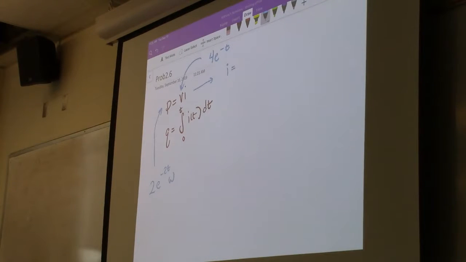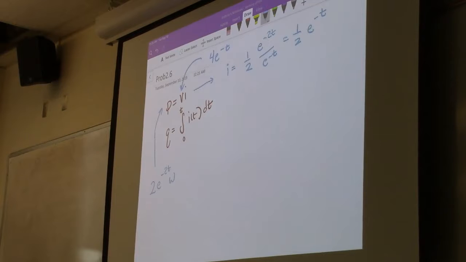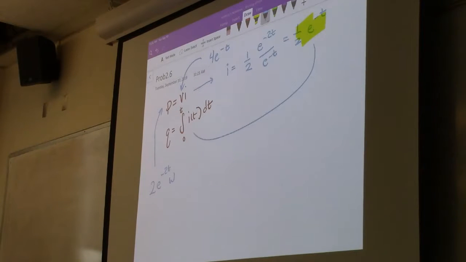So current will be equal to P over V, which would be 1/2 e to the negative 2t over e to the negative t, which is the same as 1/2 e to the negative t. Is that right? Yeah, okay. And then we take this and we plug this in right here.